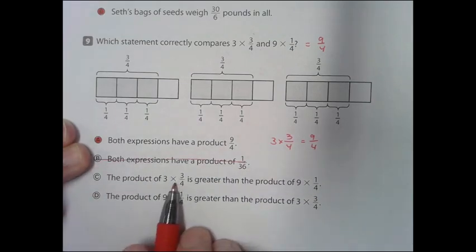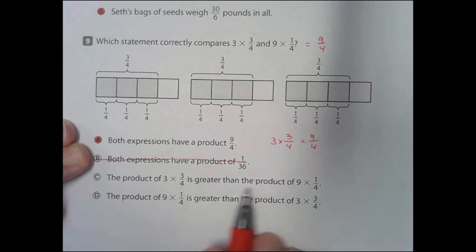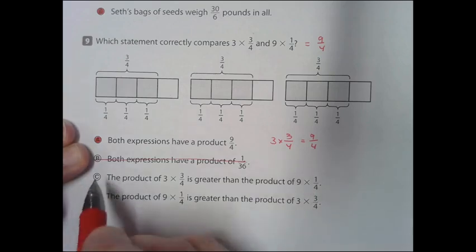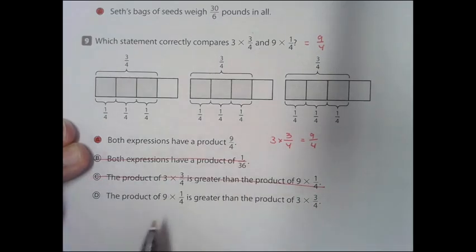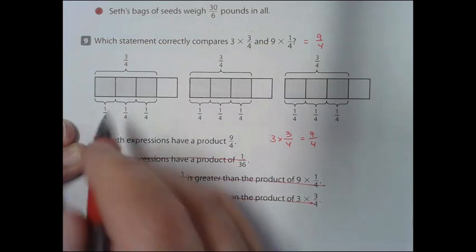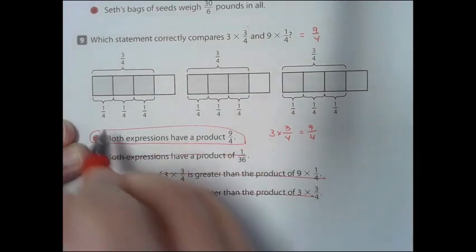The product of 3 3/4 is greater than the product of 9 1/4. Well, that is also not true because they're both equal to the same thing. The product of 9 1/4 is greater than the product of 3 3/4. Again, not true, because when we did them both out, they're both equivalent. So it has to be A.